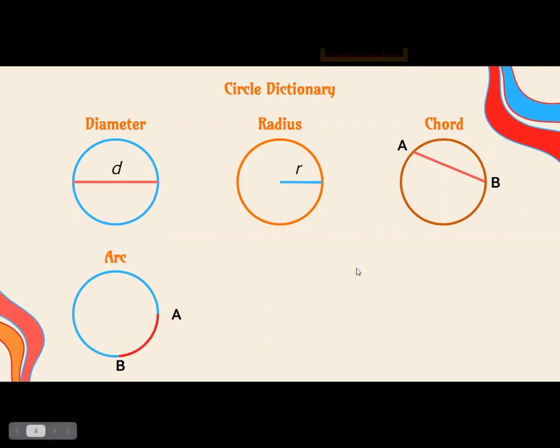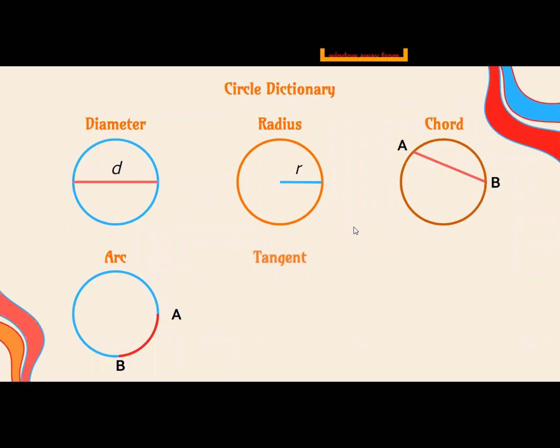If you made a chord, you can make a chord with A and B. So you can make a chord like that, or you can make an arc. Similarly, you can make an arc here, like A and B right here. We're going to be learning about this later, so it's not too important to talk about it. We're going to move on and learn it a bit later in this class.